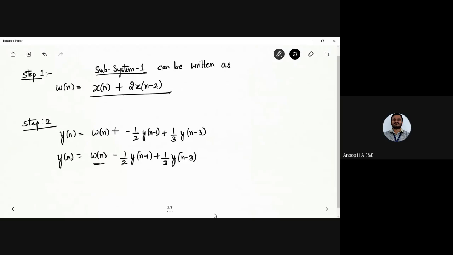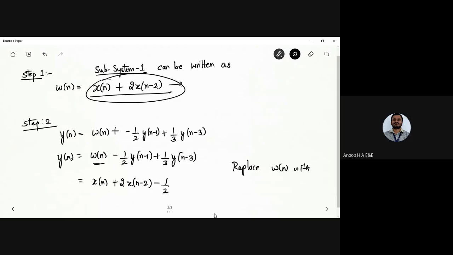Okay, so now replace w of n. You can replace w of n with x of n plus 2 times x of n minus 2. So x of n plus 2 times x of n minus 2 minus 1/2 y of n minus 1 plus 1/3 y of n minus 3. So that is y of n.